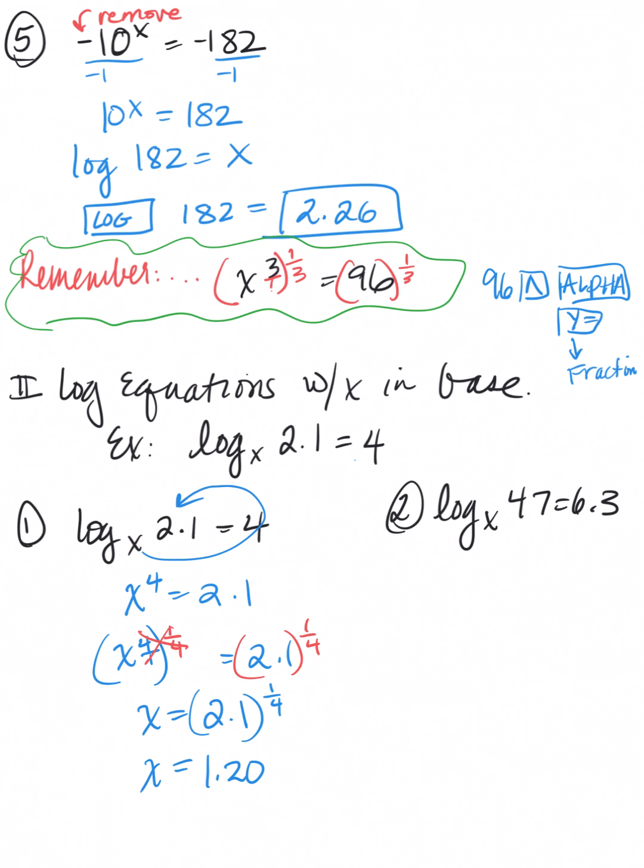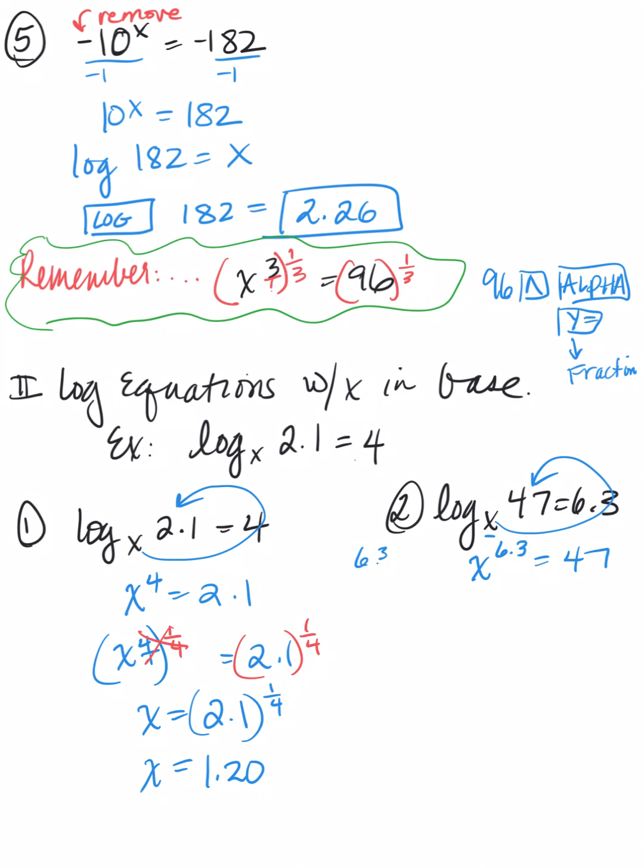Now let's look at number 2, and then I'll show you the calculator stuff. Again, x is down here in the base. We need to swirl it out. So x to the 6.3 power equals 47. All right, well, this power looks gnarly, right? It's a decimal. How do you do a reciprocal of a decimal? Well, I'm glad you asked. We're going to make it a fraction, all right? That's 6 3/10, right? 6 3/10.